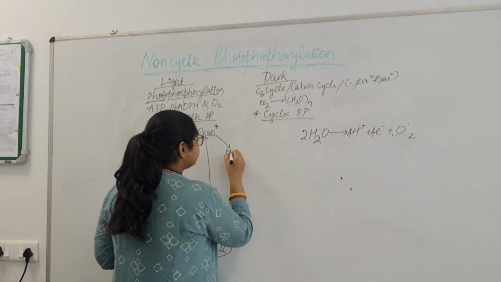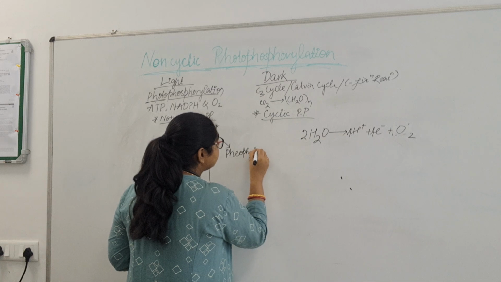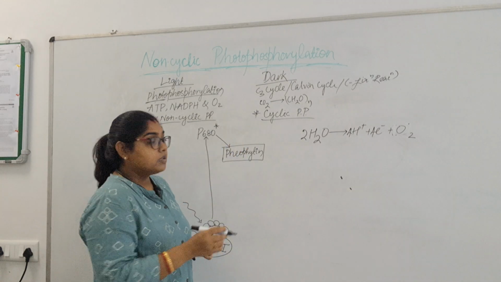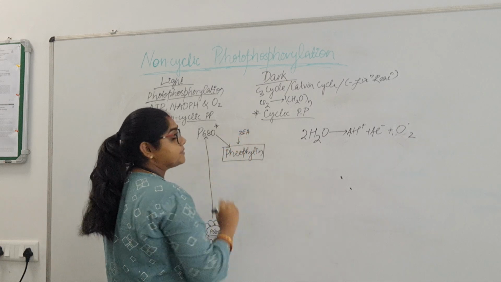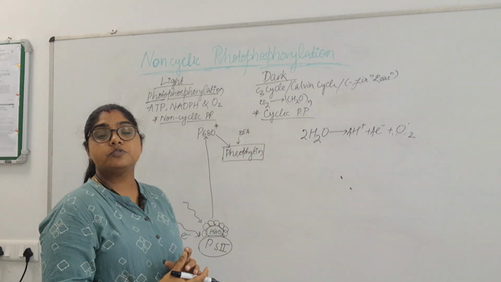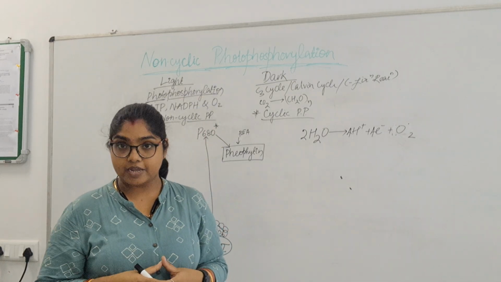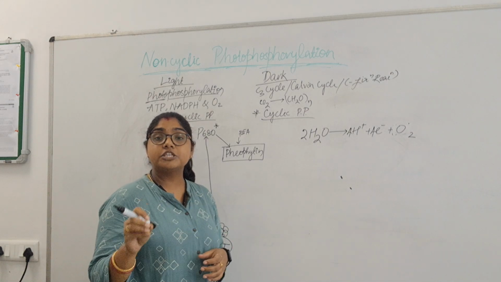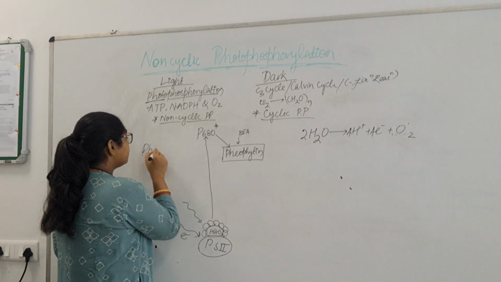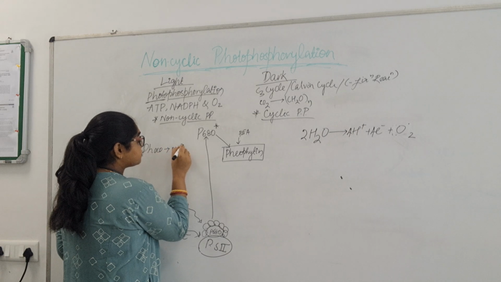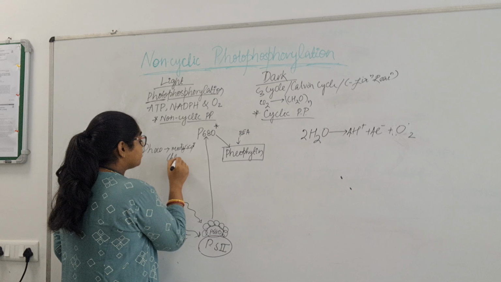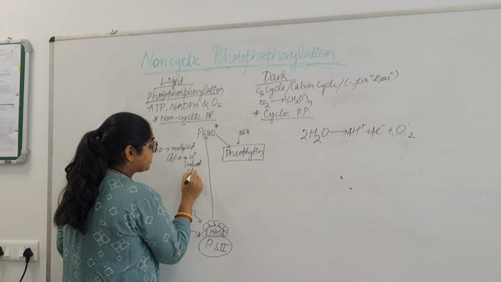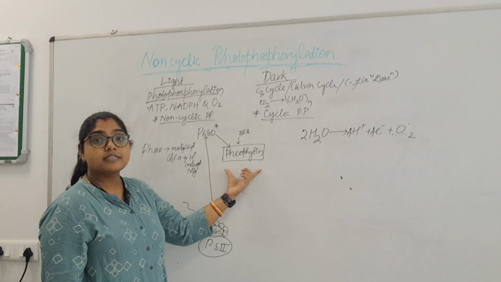Here pheophytin acts as the primary electron acceptor, the PEA. As we know, photosystem 2 has a pheophytin-quinone type of reaction center. This pheophytin is a modified chlorophyll A which contains hydrogen atoms instead of the magnesium atom at the center. So pheophytin acts as a primary electron acceptor.